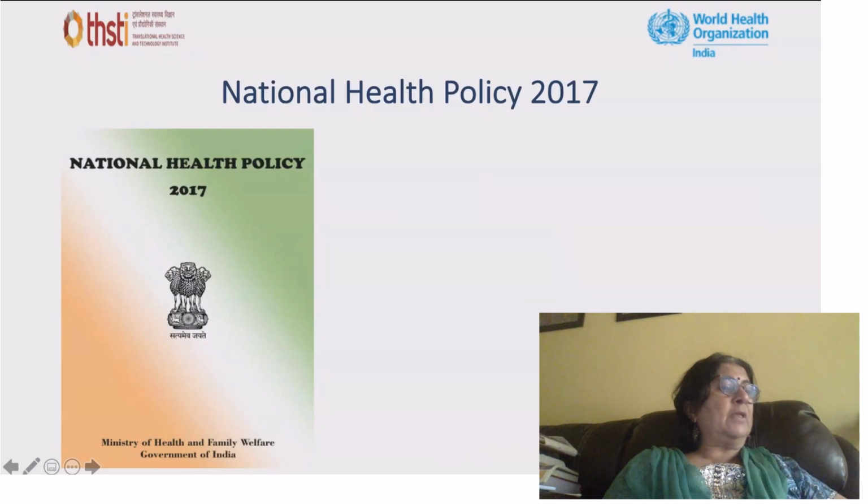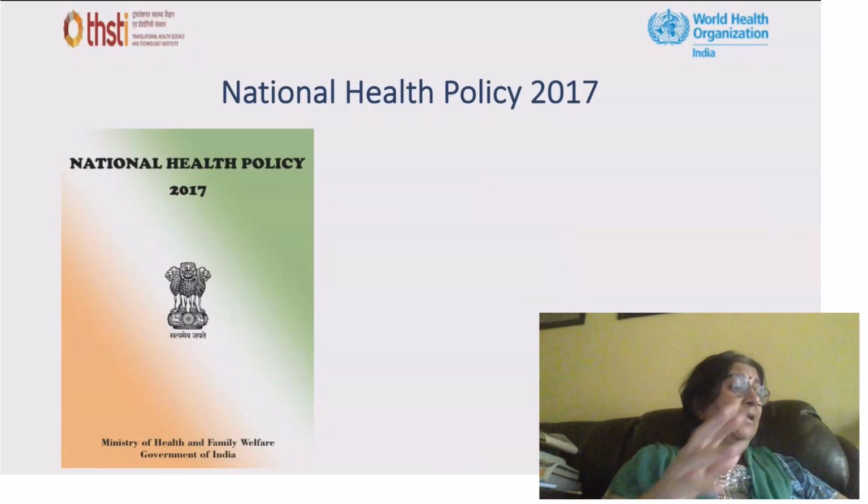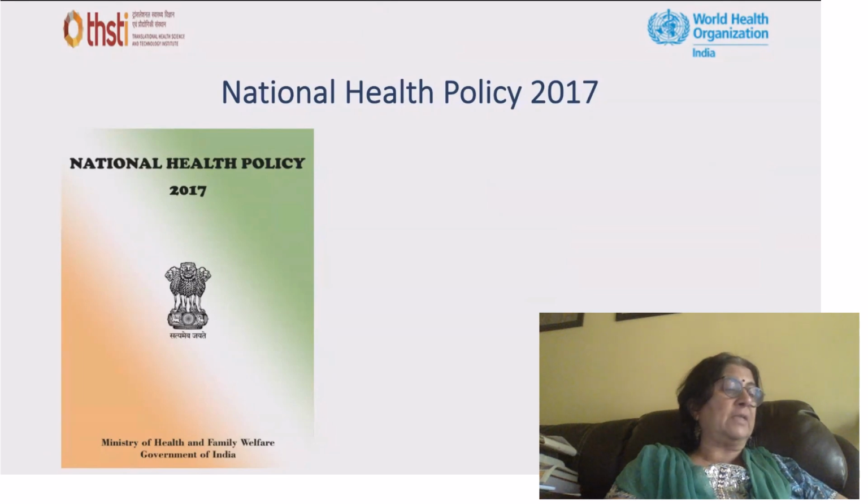The National Health Policy is a policy introduced in 2017, launched by the Ministry of Health and Family Welfare, and it was a comprehensive outlook on various aspects of health. It gives vision and direction to the core areas of health in the country, at national and state levels, so as to act as a guiding tool.